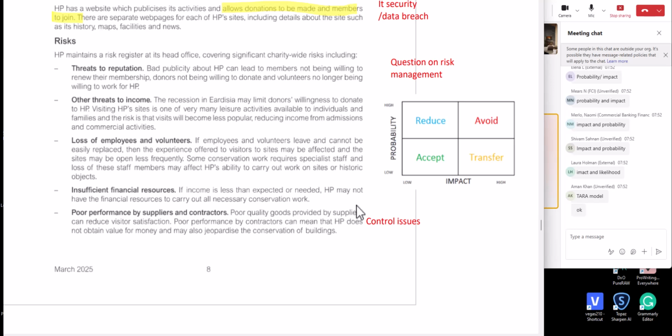Poor performance again, poor performance of suppliers, insufficient financial resources suggests you need multiple strategies of income. So again, you've got to look for ideas about, for each of those risks, how do we manage them? How do we manage these risks? Control issues.